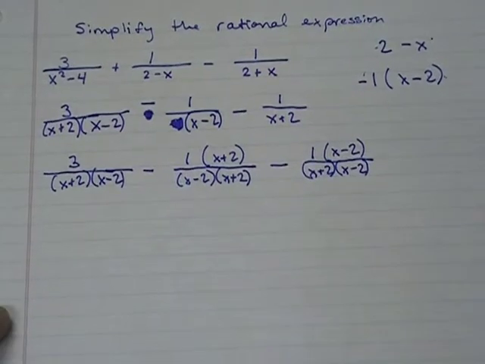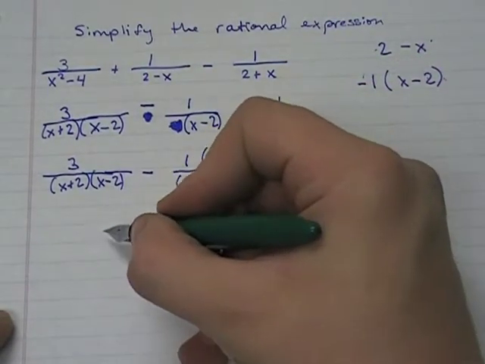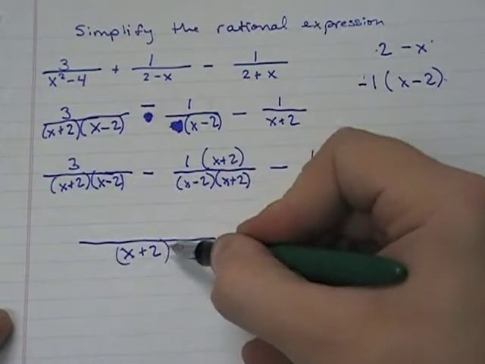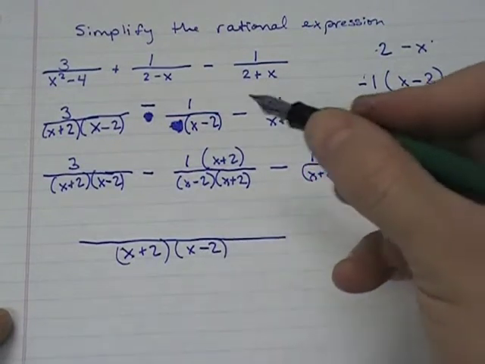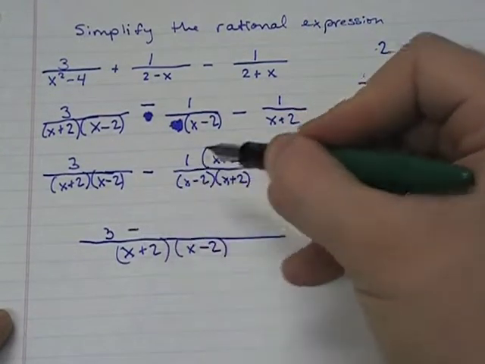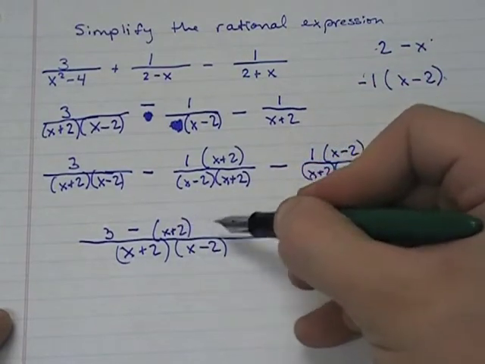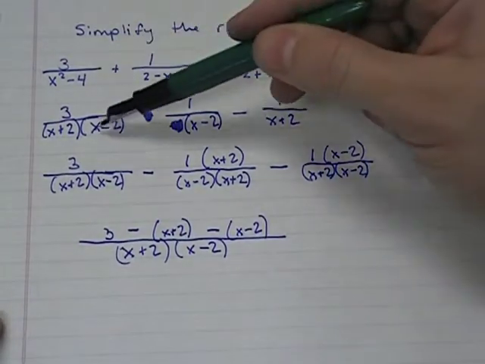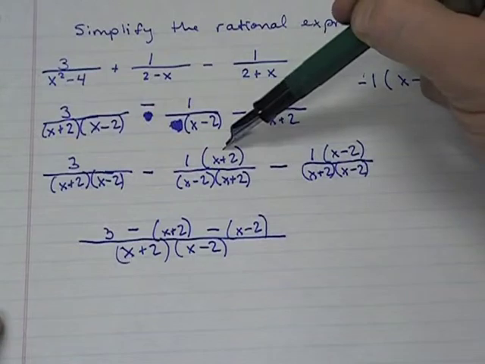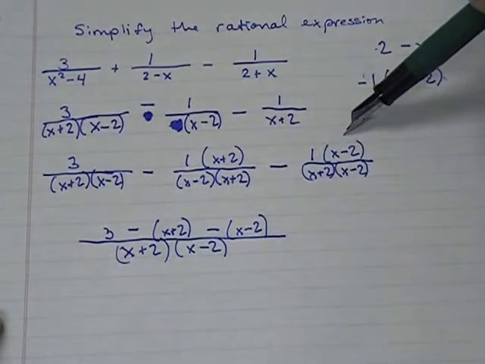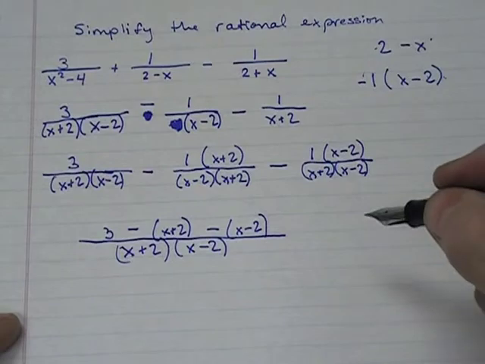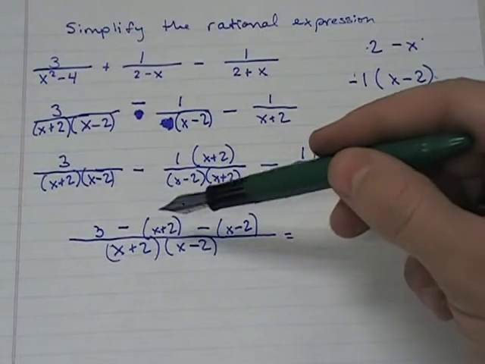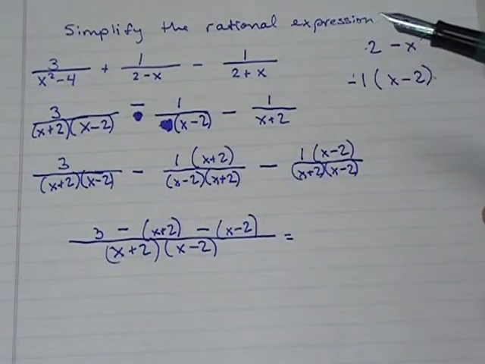Okay, real simple, real easy. What do we have? We have x plus 2 and x minus 2 on the bottom. And on the top we have 3 minus x plus 2 minus x minus 2. And that's literally taking this numerator minus this numerator minus this numerator and writing them all over the common denominator. Okay, what happens to this negative sign outside of these parentheses? It's going to get distributed, right?